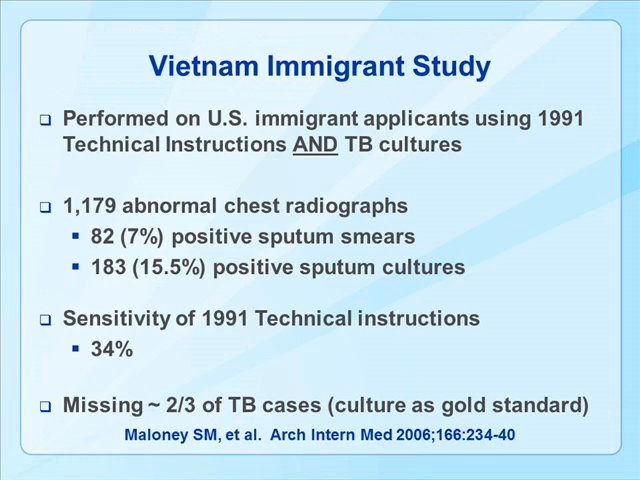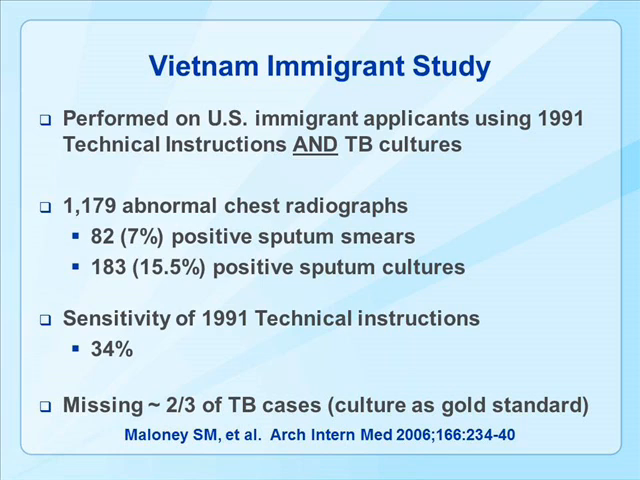A study that was done in Vietnam looked at what the sensitivity of the 1991 TB technical instructions was for picking up active TB by looking at approximately 1,180 patients that had abnormal chest radiographs, obtaining both smears and cultures on these patients. Based on smears alone, 82 patients were determined to have active tuberculosis, 7%. But when cultures were added, 183 additional patients were found to have active TB, actually tripling the number that would have been found with just smears alone.